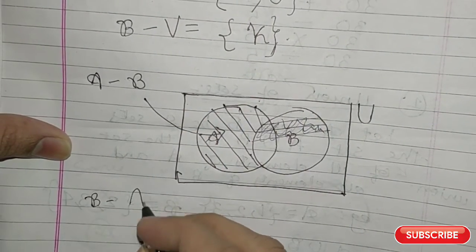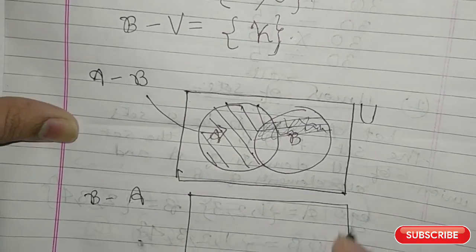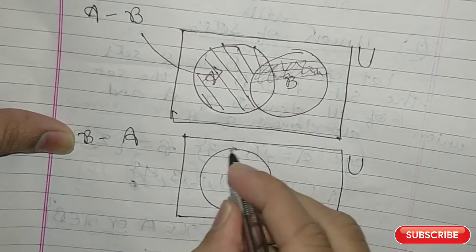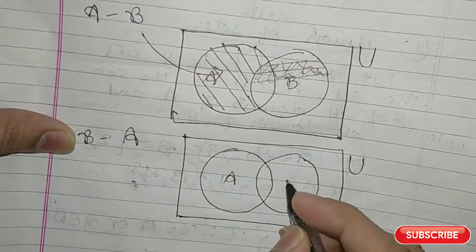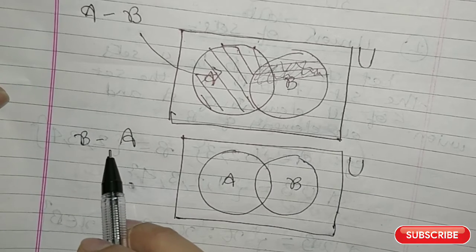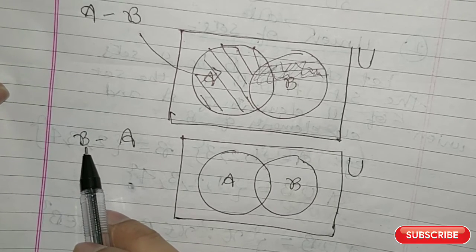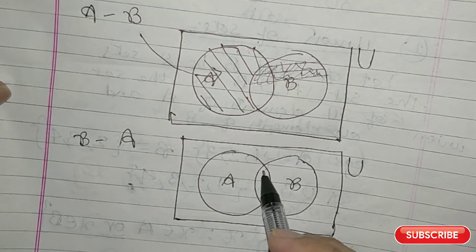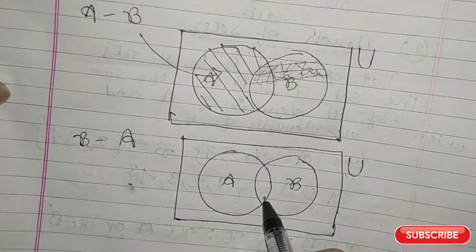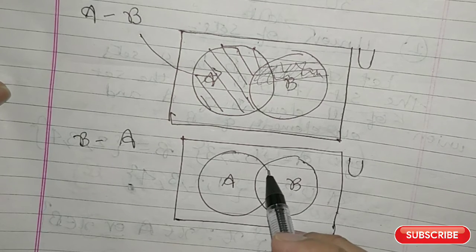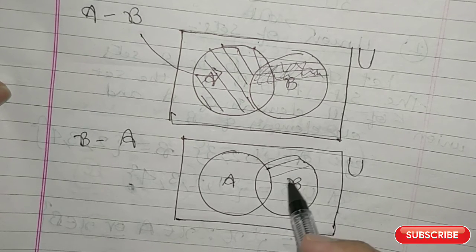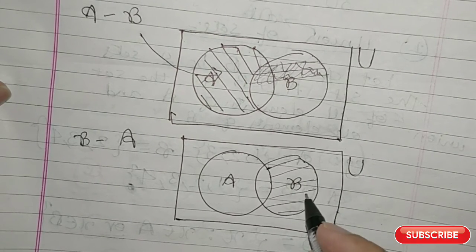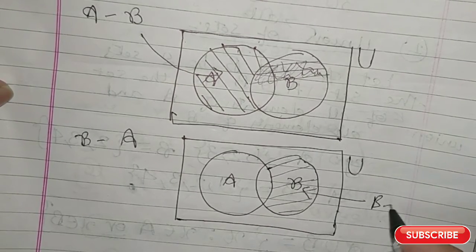Now if you look at B minus A, what will it be? So you draw the universal set, and then you draw the two sets A and B. So B minus A means remove all the elements of A from B. All the elements of A in B are here, which are common to both A and B. So those you have to remove. So the only elements that will remain are these. So this is the set B minus A.